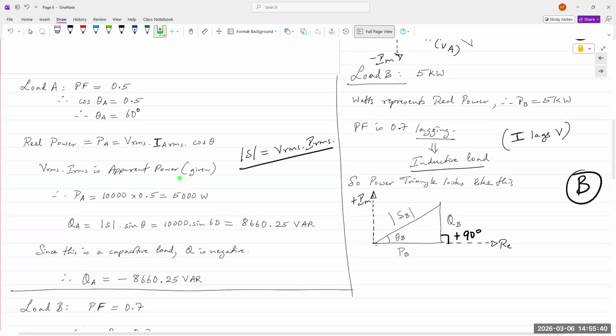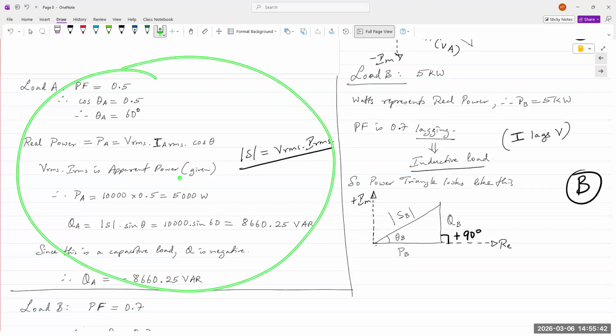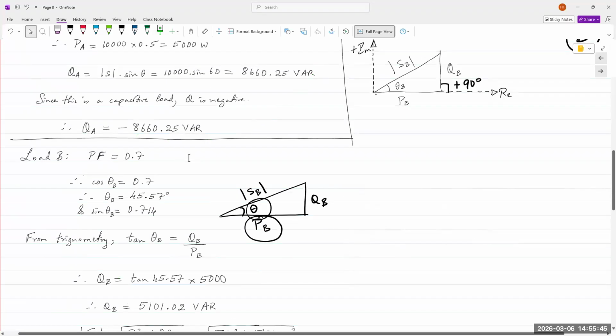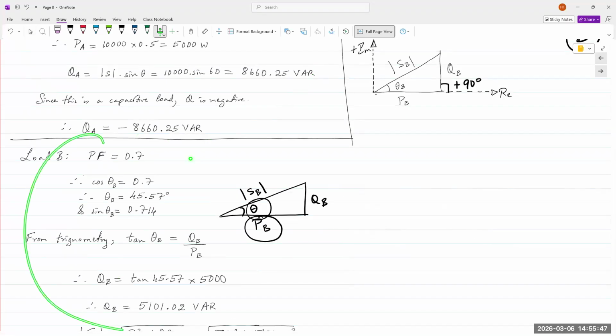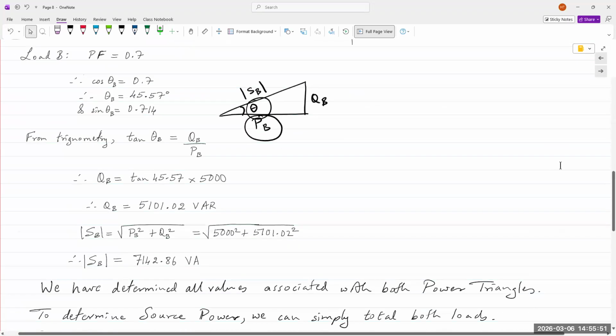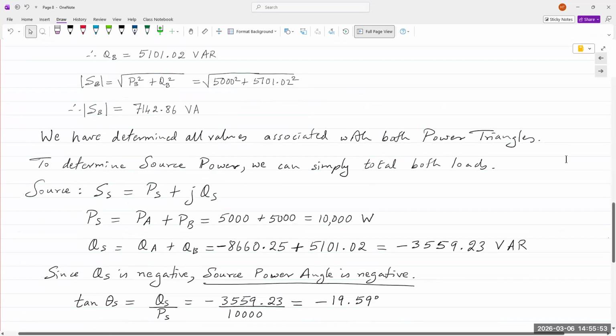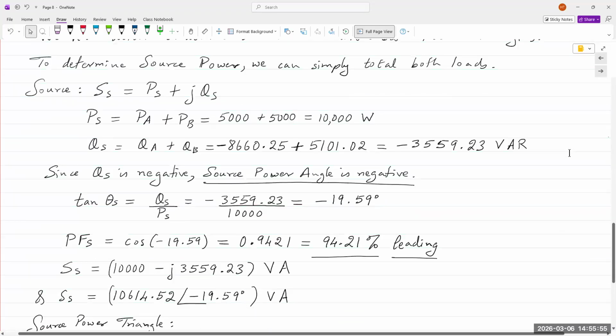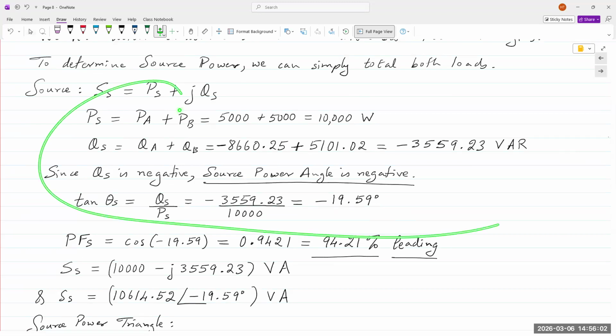This is for load A, and this is for load B. There are some comments I made in there, so it's solved step by step. And once you have both loads, we can determine the total power supplied by the source. I'm simply summing it all up.